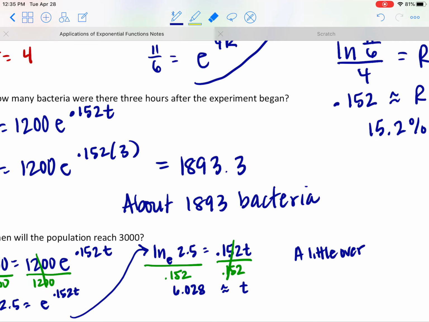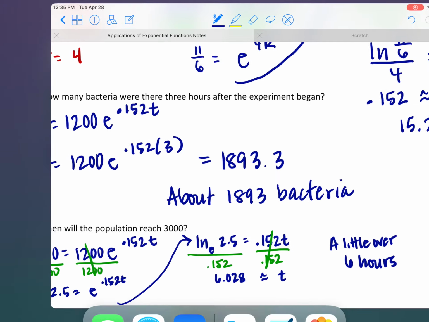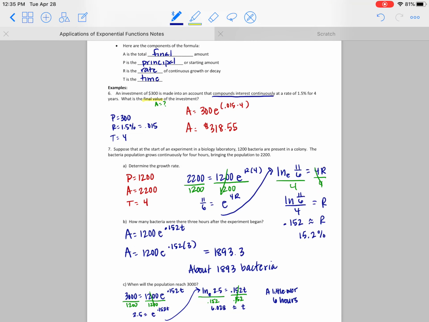This is not years. What is this here? These are hours, right? Yeah, this is time in hours, so let's just say a little over 6 hours. And there it is. Okay.